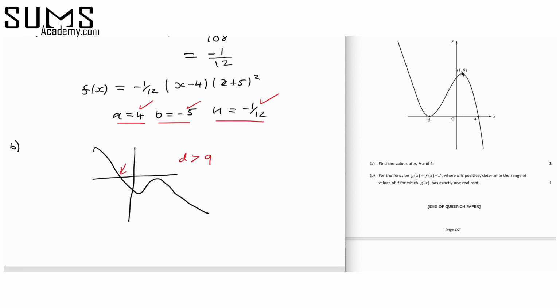When this is no longer above or crossing the x-axis, that means it's no longer going to be a root, and the only root is going to come from this part of the graph there. So I think it's just looking for d greater than 9. Sorry for rambling on a bit there, but I just wanted to try and explain it. Okay, so that's the end of paper 1.